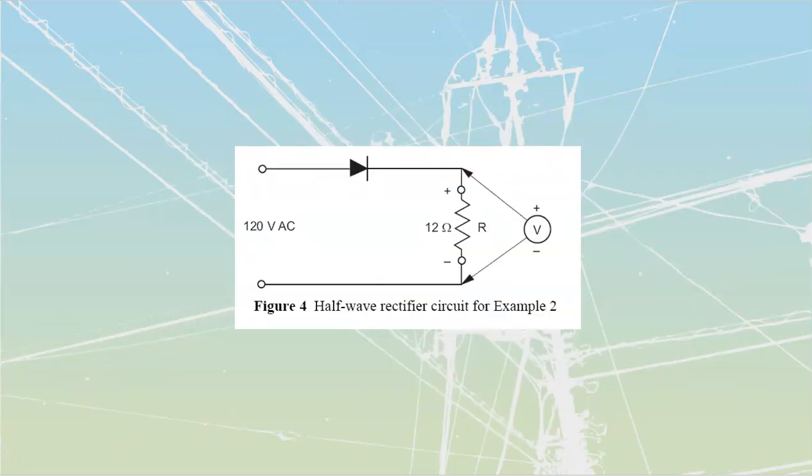Let's take a look at our half wave rectified circuit over here. On a half wave rectified circuit, we're going to have our AC sine wave that we feed in. But then on this side, we're going to chop off half. So we're going to be ghosting half of our AC.